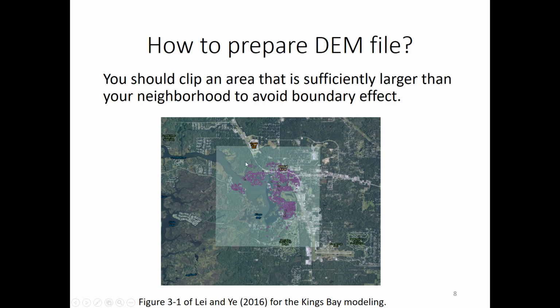Let's say you have a clip area that is small, just barely covering the septic tanks. Then you will have something called a boundary effect, because when you do smoothing only for this area, you will not address the impact of other DEM or other water bodies on the smoothed DEM, right? So normally you choose something sufficiently large, covering an area larger than your study site.